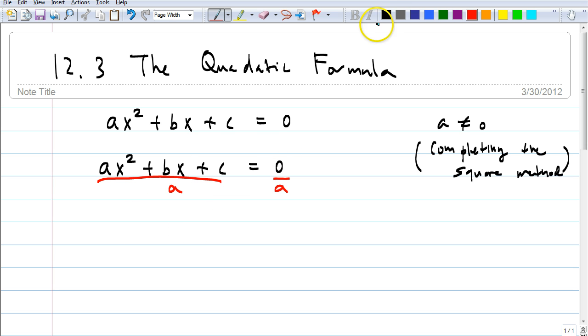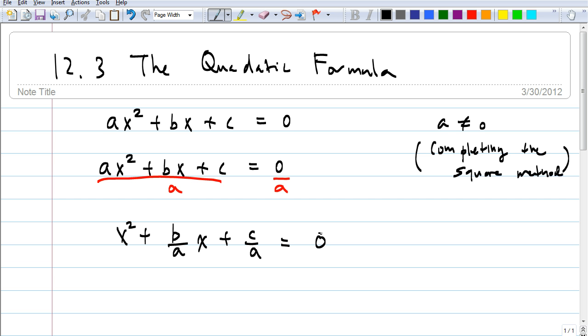Then what does this become? Michael? x squared. Good. Plus? bx over a. Yeah. How about ba over x? Isn't that the same thing? Okay, plus c over a, equals 0. Are we okay so far? Yeah. Okay, did you all get this?